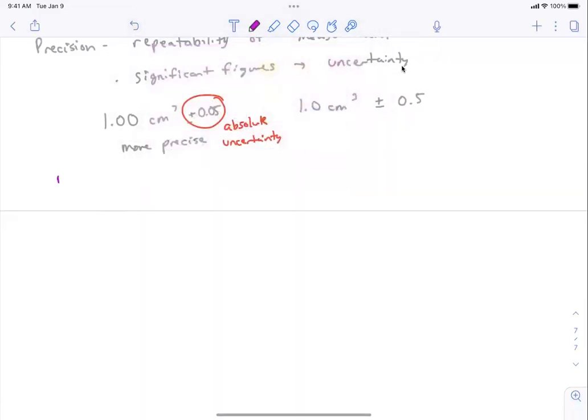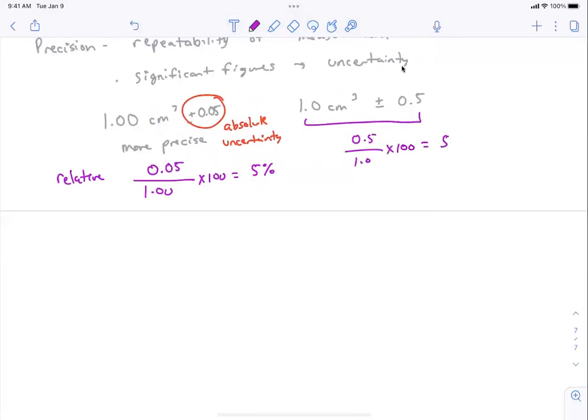Now, if we wanted relative uncertainty or percent uncertainty, we would do the absolute uncertainty divided by the measurement. And we'd find it's plus or minus 5% of that measurement. Whereas this one is 50% uncertain. So that measurement you have could be either 0.5 or 1.5. Very, very significant difference in how those values relate to each other. And so this is why when you're doing small measurements, you want very precise equipment, because you have so small an amount of it that if you use a less precise instrument, you're going to have way too much uncertainty.